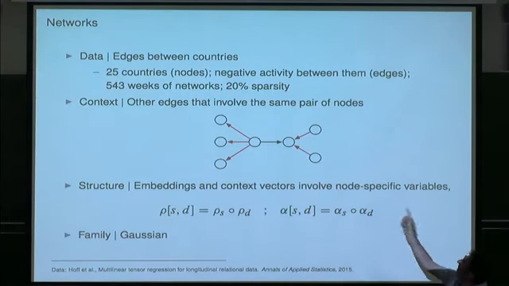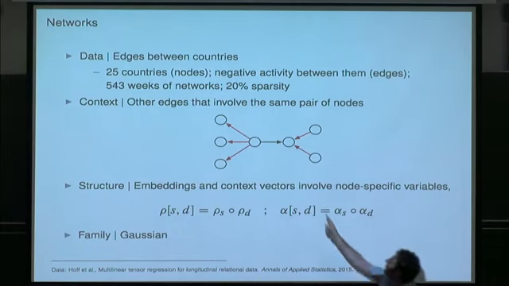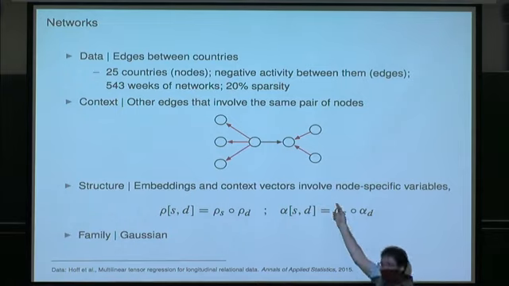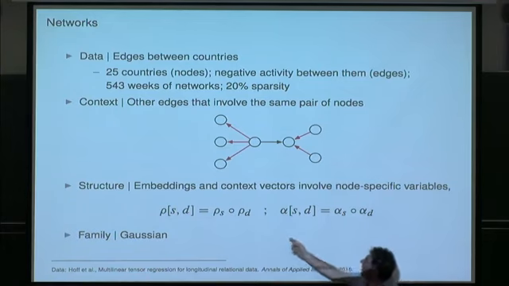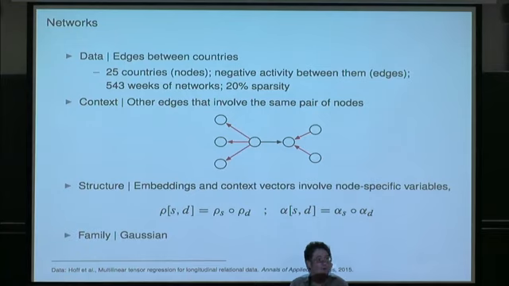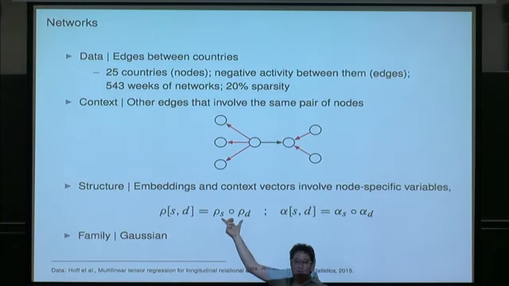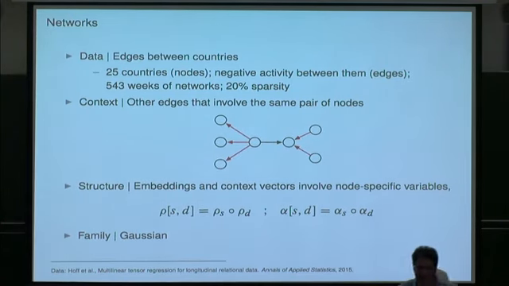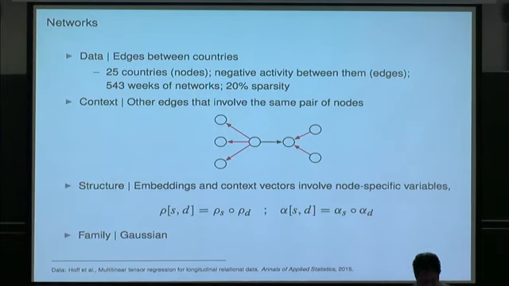So the context, as I mentioned, are other edges that involve the same pair of nodes. So if this black edge is the data point that we're modeling, then the context are the edges emanating from the source and entering into the destination node. And here, the structure is a little bit more interesting than what I just described. Instead of every edge having its own embedding, we're going to give a row value to each node, and then take the component-wise product of them and declare that to be the edge embedding, and similarly in the context sense. The family is Gaussian because apparently this data was transformed so that there were real-valued items on the edges. And by the way, there were multiple realizations of these graphs, so that's where the sharing comes in here.